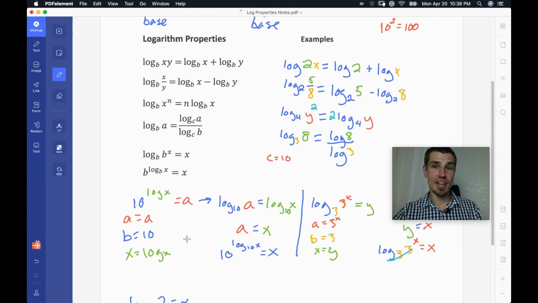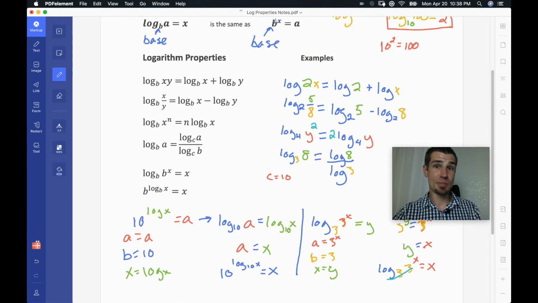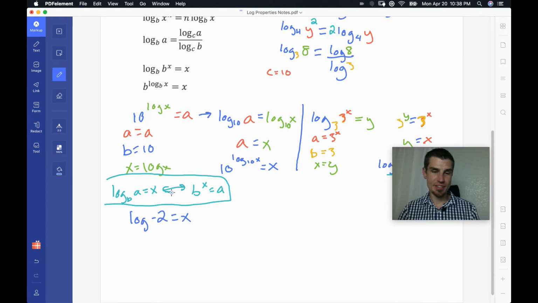Remember, exponential form is this up here, b to the x equals a. So log base b of a equals x is the same as b to the x equals a. I went ahead and wrote it down here so it's easier to reference. What's our b here? Our b is 10. B is the base, the little guy right after the log. What's our a? A is what's in the logarithm. What we have in the logarithm is -2. A is -2. And then what's our x?